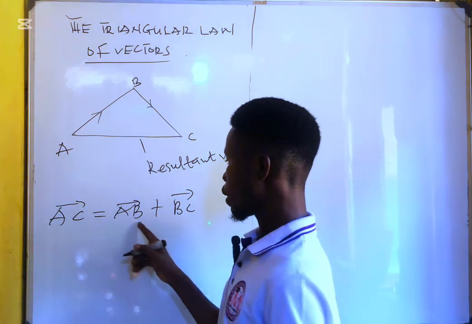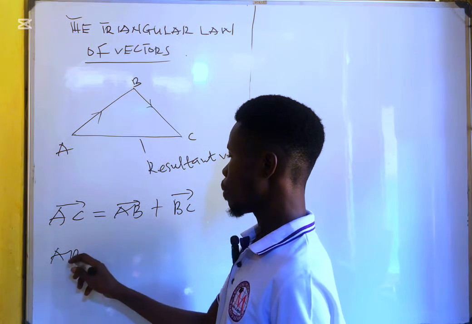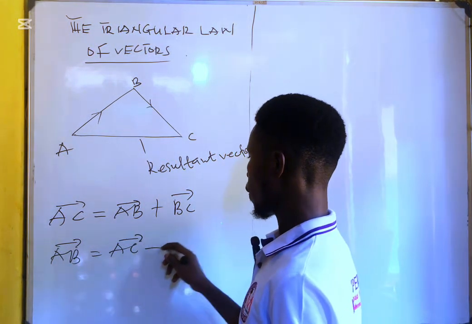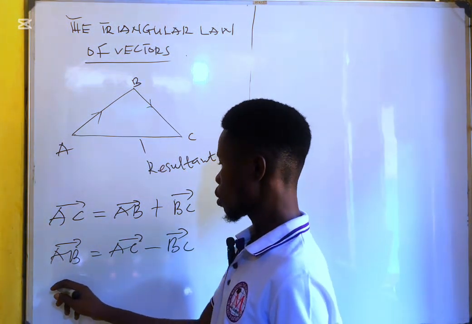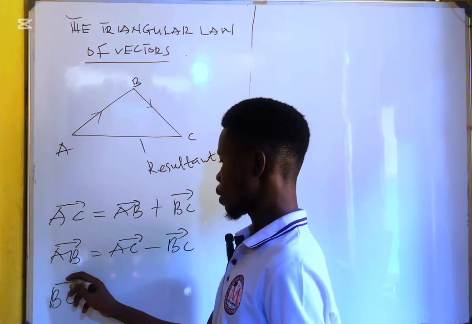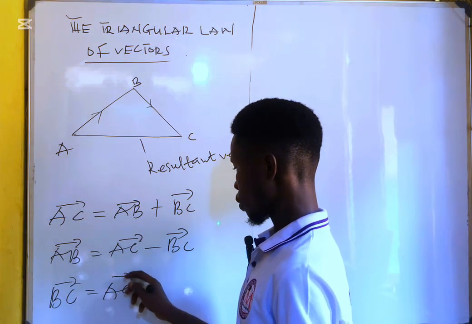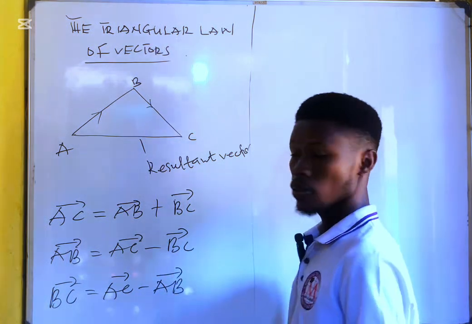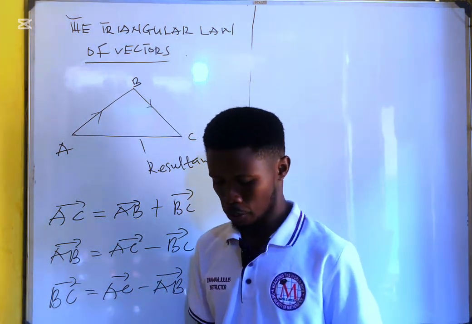So here, if I want AB, I simply make AB the subject. If I make AB the subject, that will be AC minus BC. The same thing applies if I want BC: it becomes AC minus AB. Okay, that is perfect. Now let's look at examples of them.